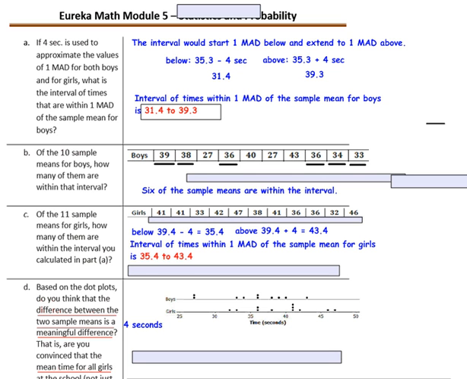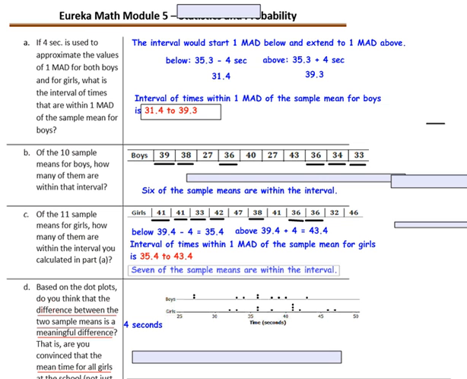Now the question is asking how many of the girls' times are within that interval. So we take a look. 41 is in that interval. 33 is, 42 is. Now 47 is outside of that interval, so we don't count it. 38 is, 36 is. And so the answer, there are 7 of the sample means that are within the interval.